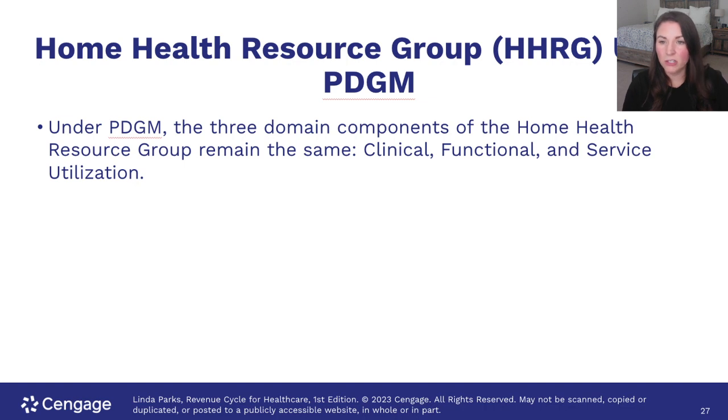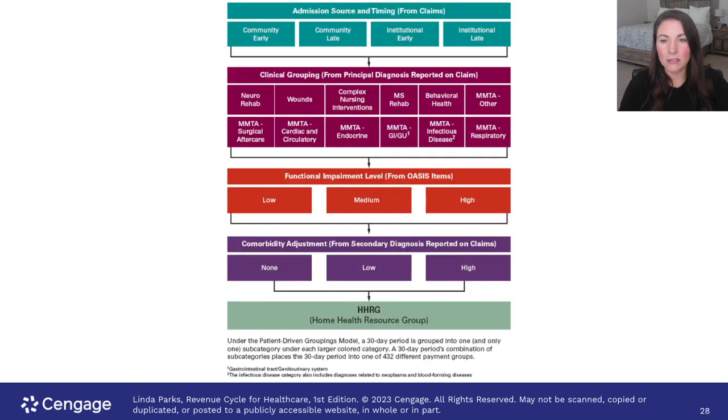Okay, the PDGM uses the same 3 domains of the home health resource group: clinical, functional, and service utilization. So very similar to that. And here you can see the structure of the patient-driven groupings model with each of the functions. If this is hard for you to see, I just pulled this graphic from your ebook, so you can check it out there as well.